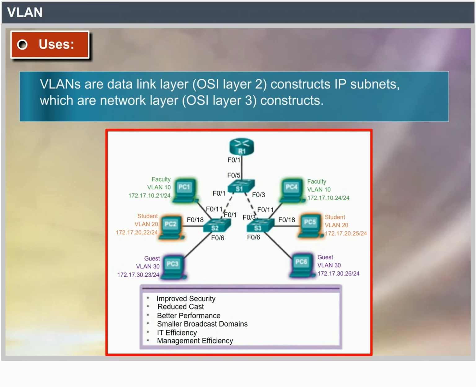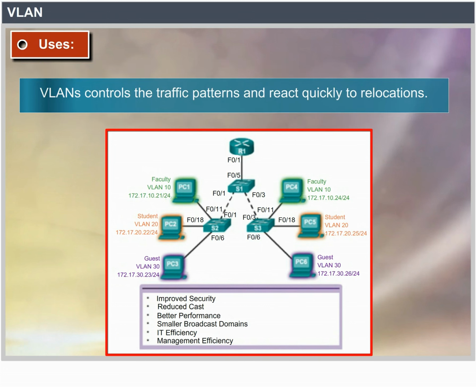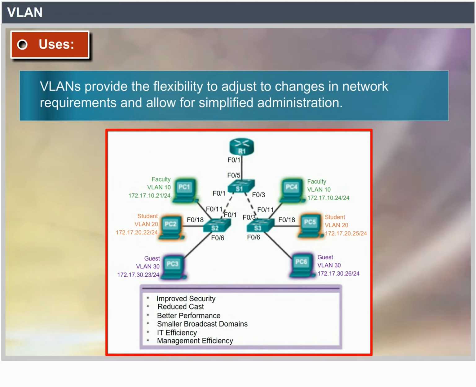VLANs are data link layer or OSI layer 2 constructs, while IP subnets are network layer or OSI layer 3 constructs. In an environment employing VLANs, a one-to-one relationship often exists between VLANs and IP subnets, although it is possible to have multiple subnets on one VLAN. VLANs control the traffic patterns and react quickly to relocations. VLANs provide the flexibility to adapt to changes in network requirements and allow for simplified administration. VLANs can be used to partition a local network into several distinctive segments.